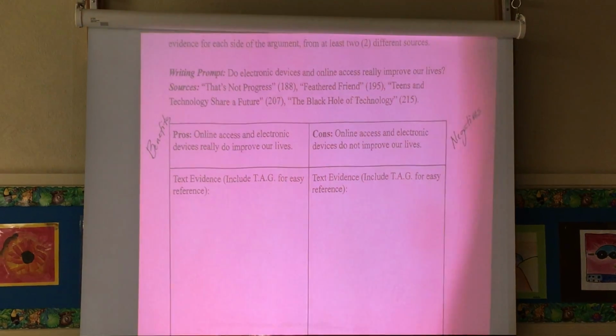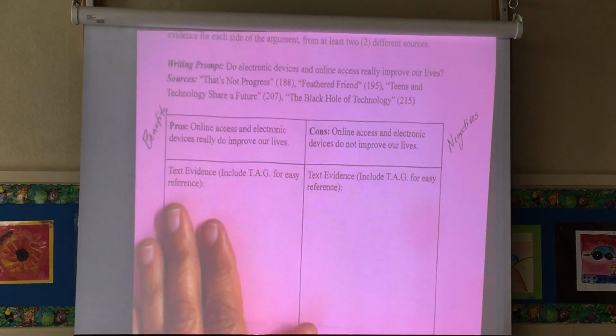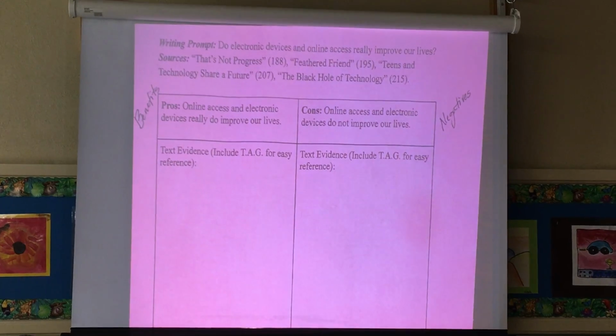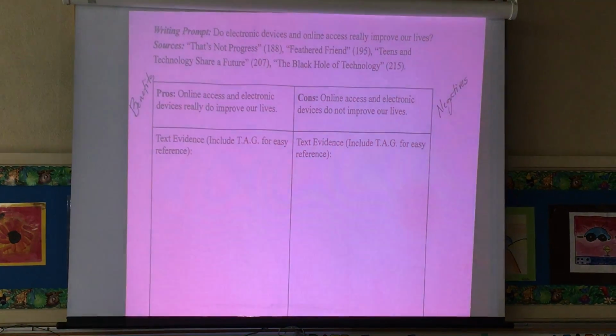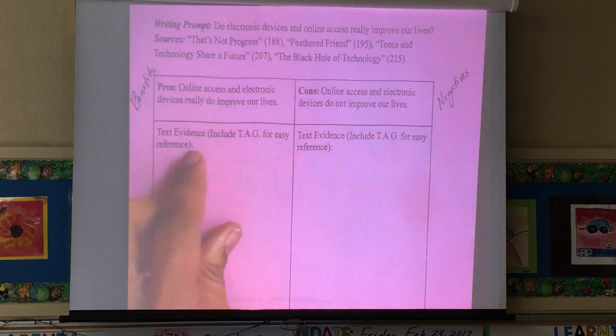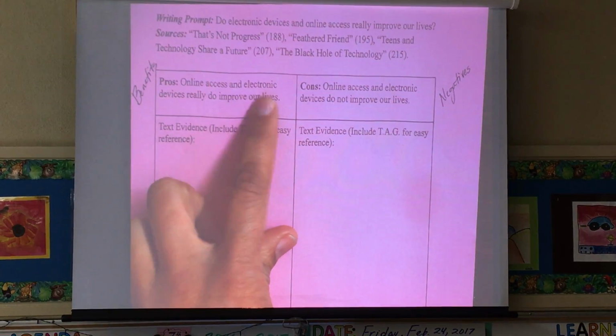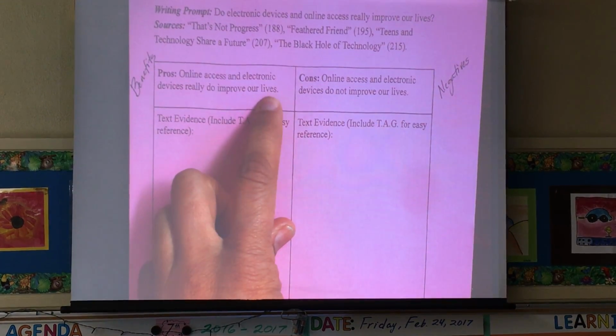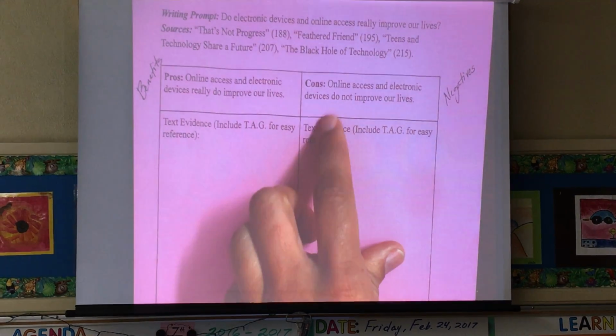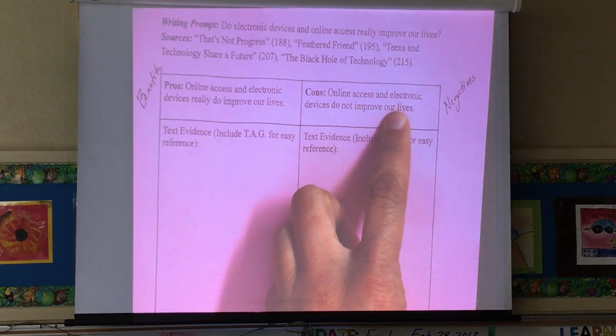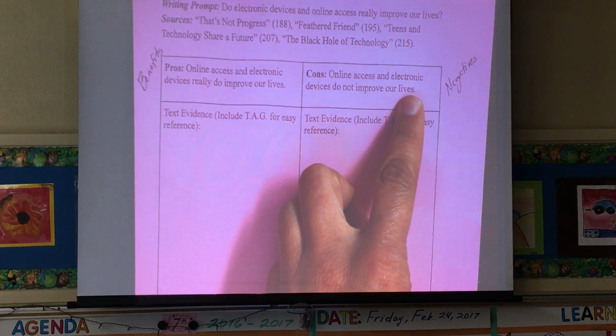Good. Moving on. So, like I said, and I reviewed, the first thing you have to do is decide what is your opinion. Yes, online access and electronic devices really do improve our lives, or no, online access and electronic devices do not improve our lives.